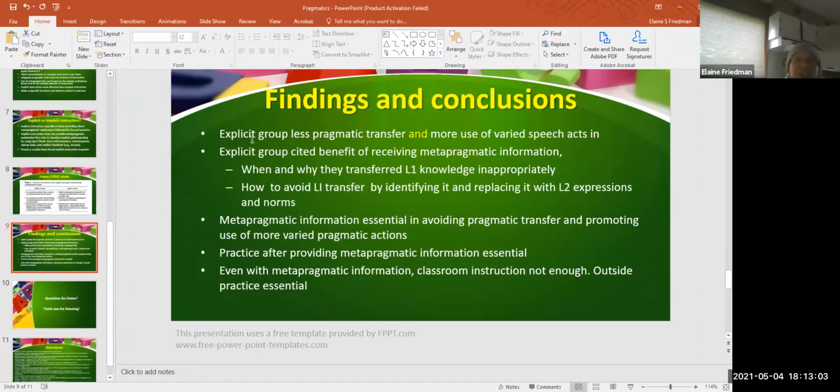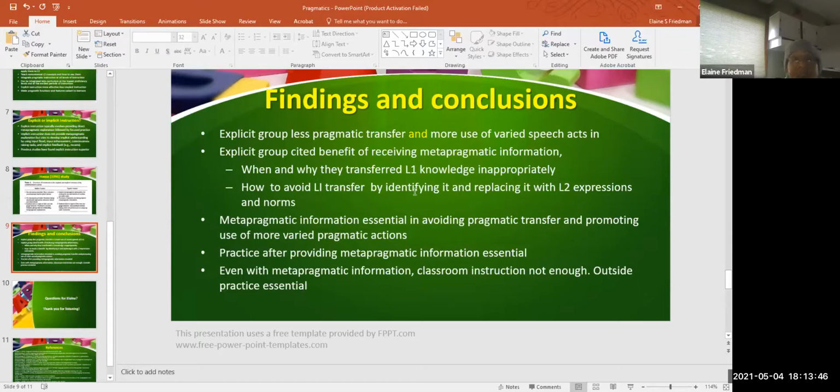Spoiler alert, the explicit group had less pragmatic transfer. And what I found really interesting was that it wasn't just that they didn't make mistakes, but they improved in terms of their speech acts, which were more varied, in more varied contexts. And the other thing I found was the explicit group were able to say, hey, this was really, really useful. This really taught us when and why we in the past transferred L1 knowledge inappropriately.